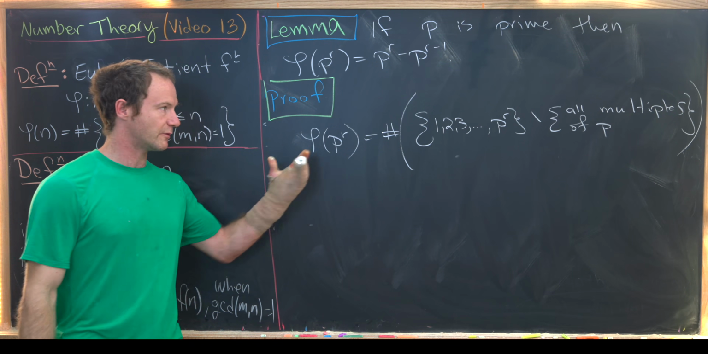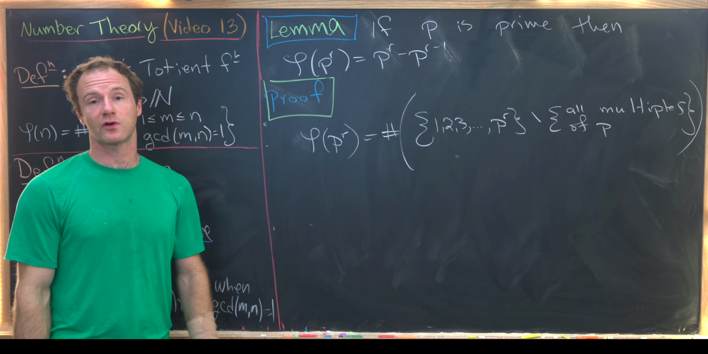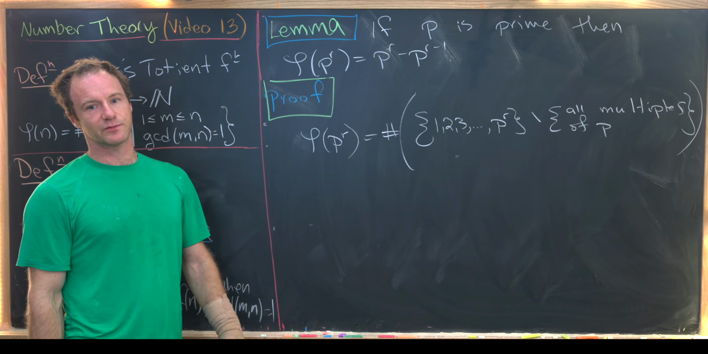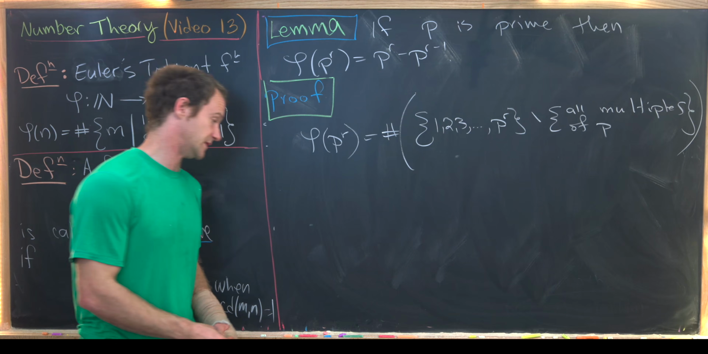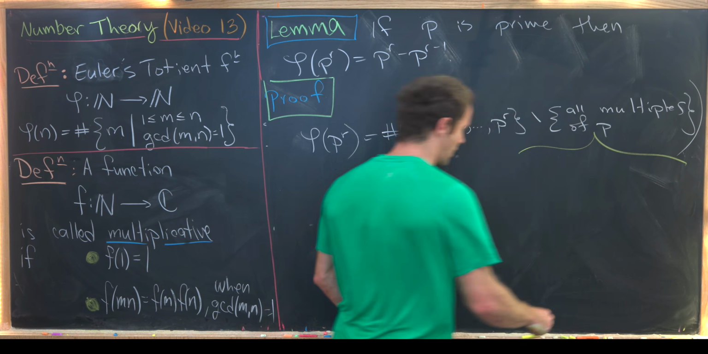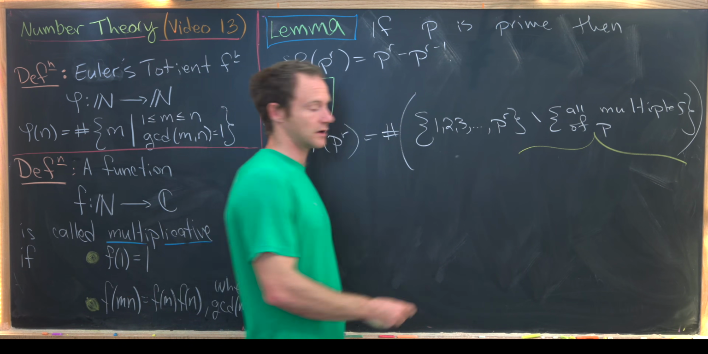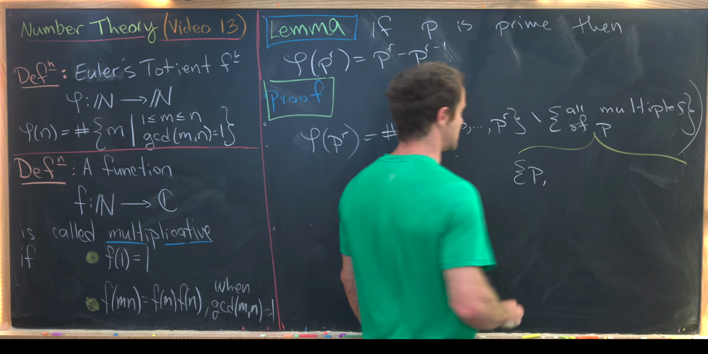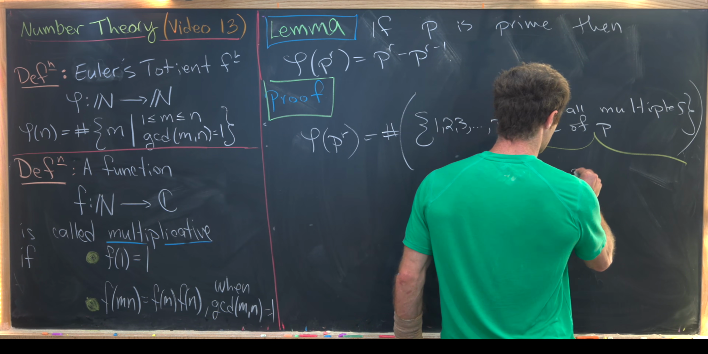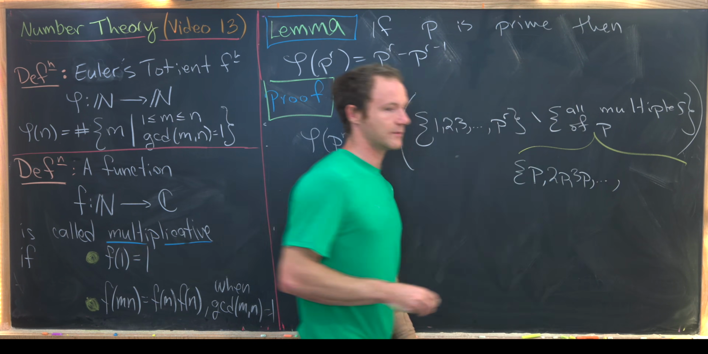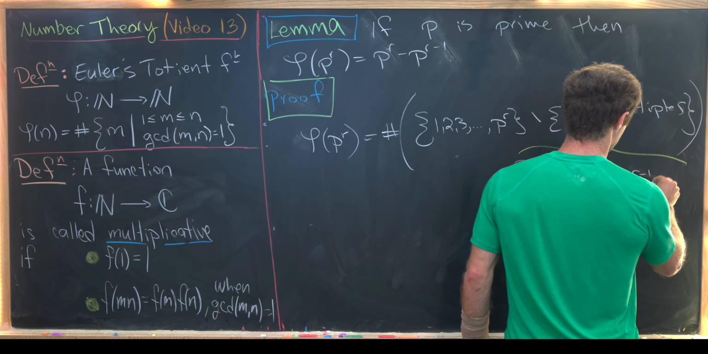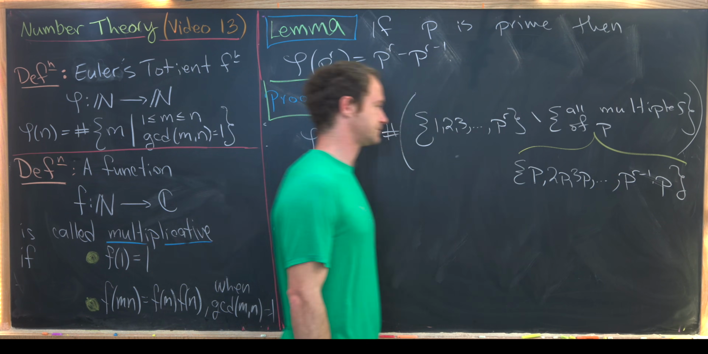Well, recall that we want to count up all of the numbers that are relatively prime to p to the r, but the only things that are not relatively prime to p to the r are multiples of p. So that's kind of how that settles out. So now let's count up all multiples of p. That shouldn't be too hard. So notice we've got 1 times p. That's most definitely a multiple of p. We've got 2 times p, 3 times p, all the way up to the last multiple of p, which will be p to the r minus 1 times p.